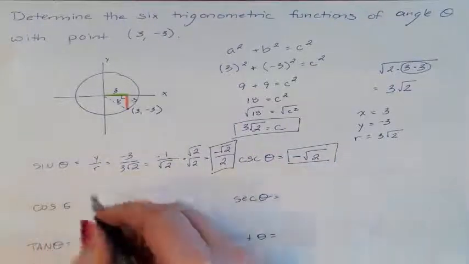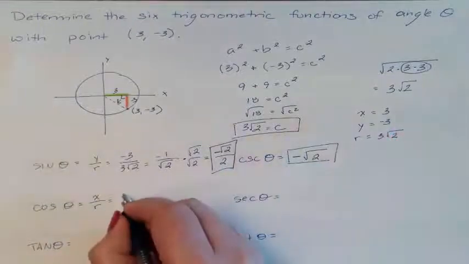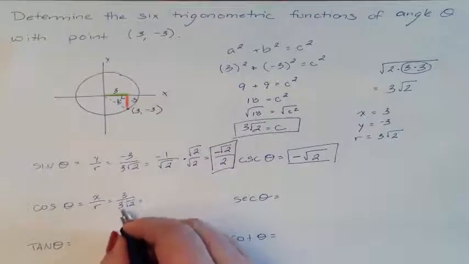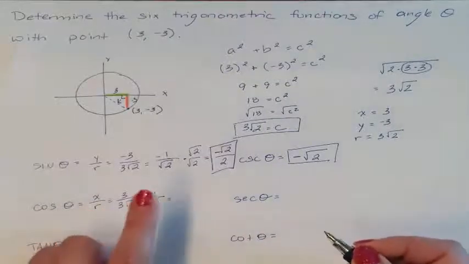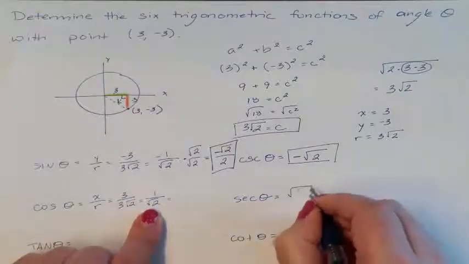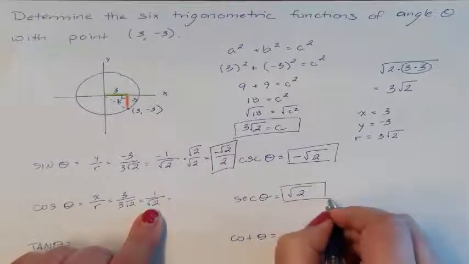He's fine. Cosine. Cosine is x divided by r. My x is 3. My r is 3√2. 3 divided by 3 is 1, so I've got 1 all over the square root of 2. If you left it like this and chose to take the reciprocal, your secant would be positive square root of 2. That has nothing that needs to be changed, so it is correct.